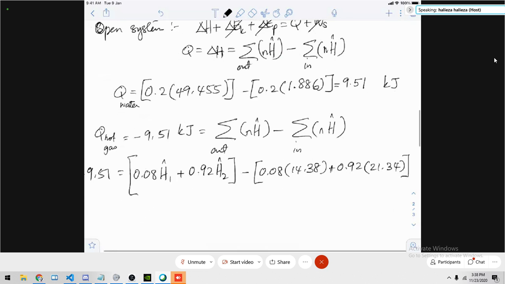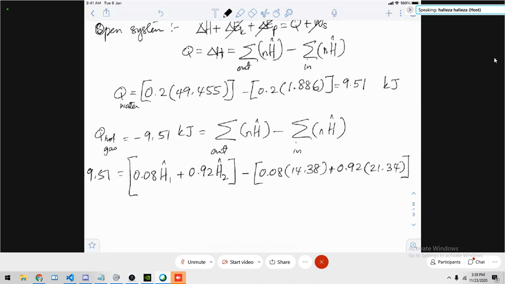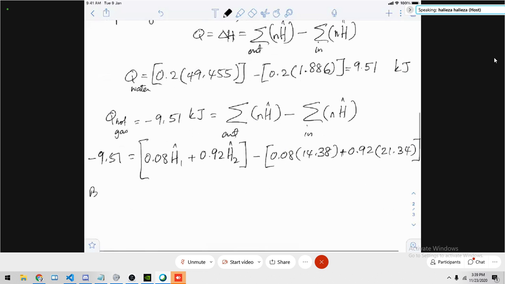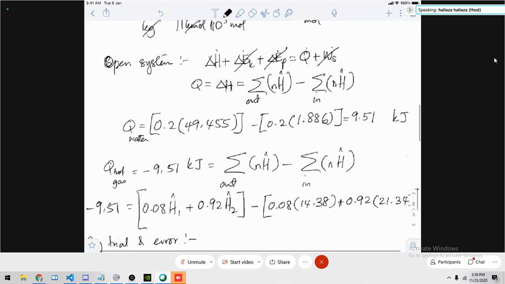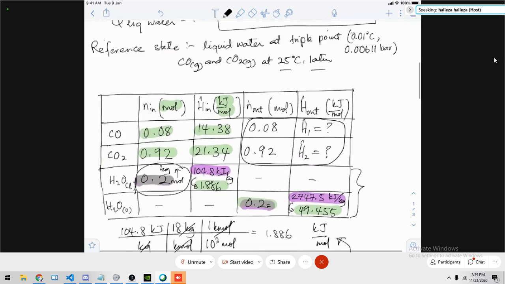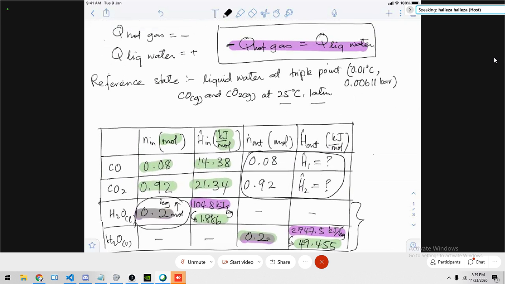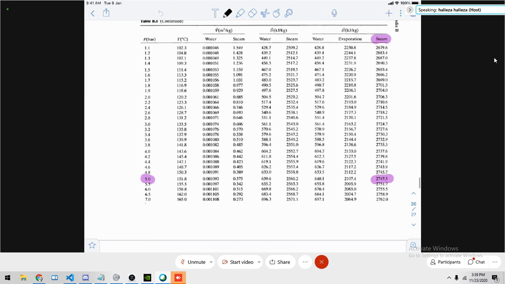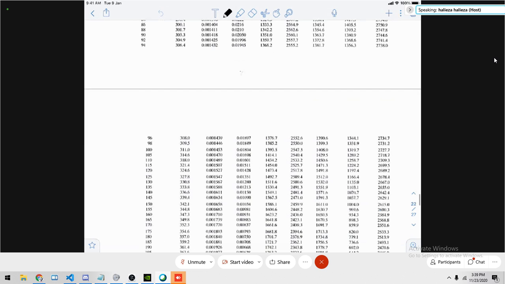One equation, two unknowns. You can't solve it directly, so we're going to do it by trial and error. I'm going to go back to that same table, because we got our value just now from appendix B8. We use the same reference. So we're going back to appendix B8. Let's scroll up.